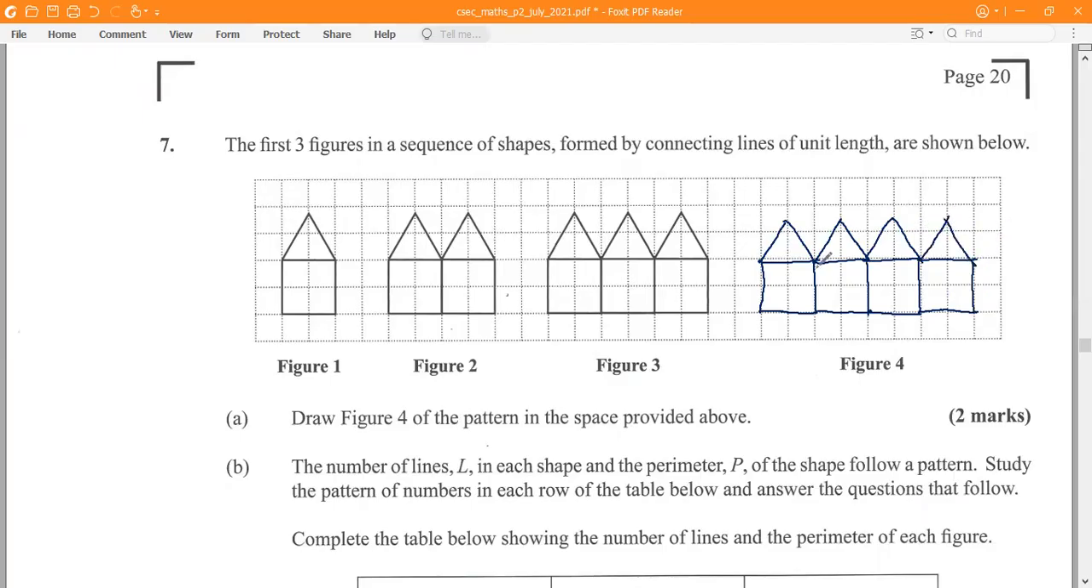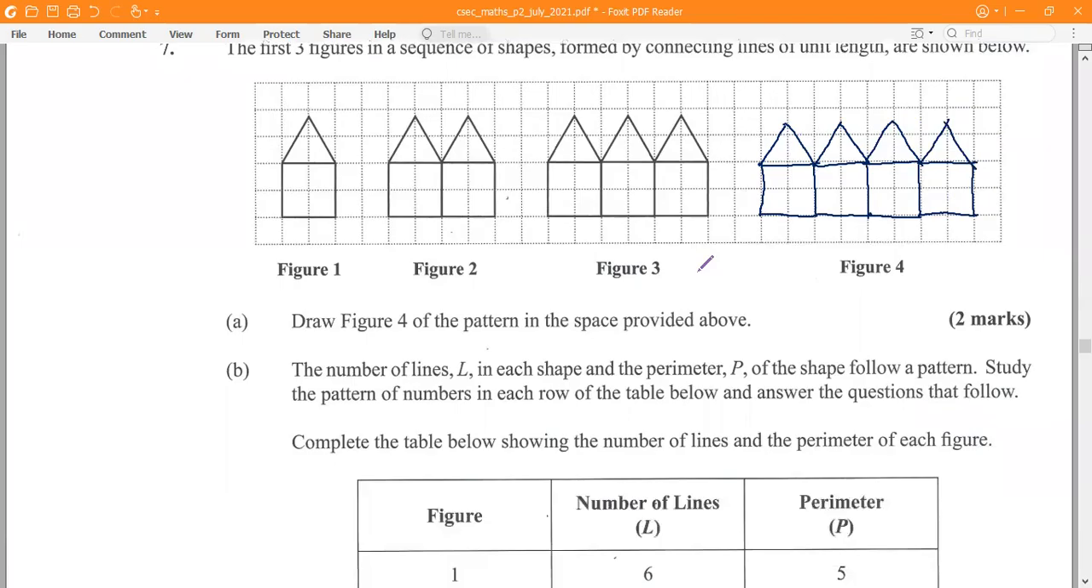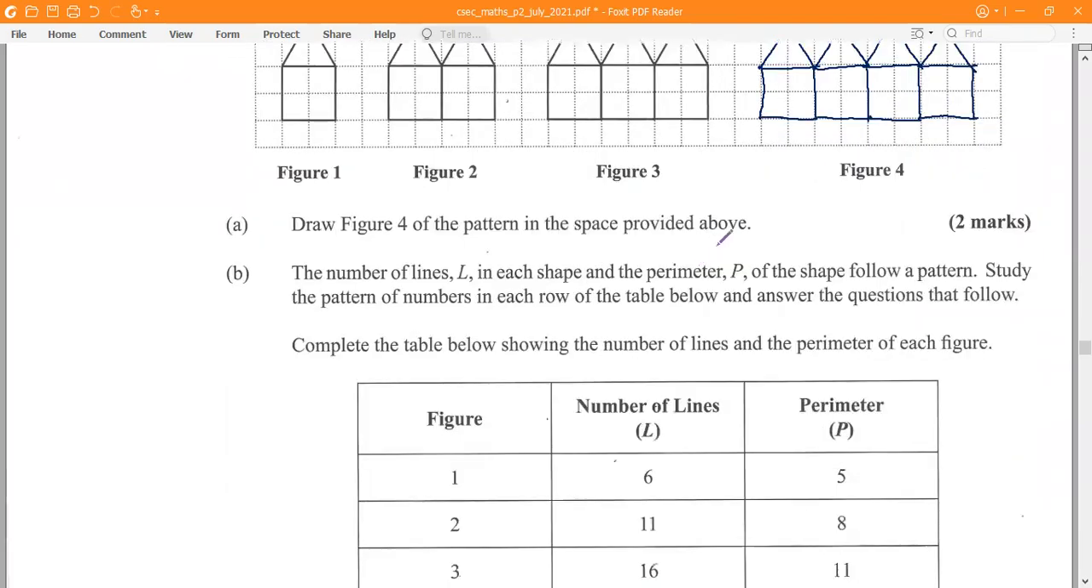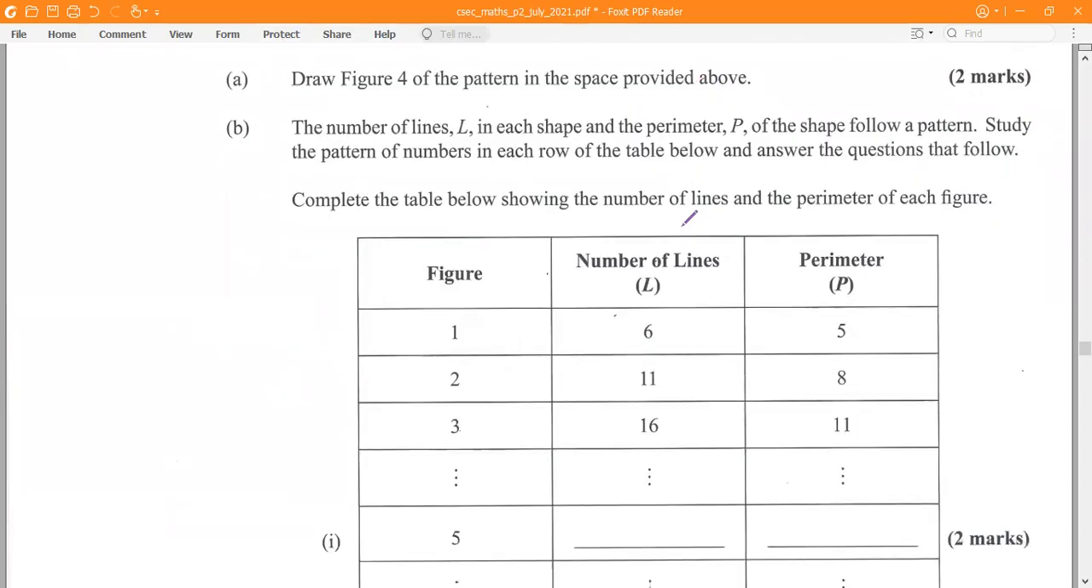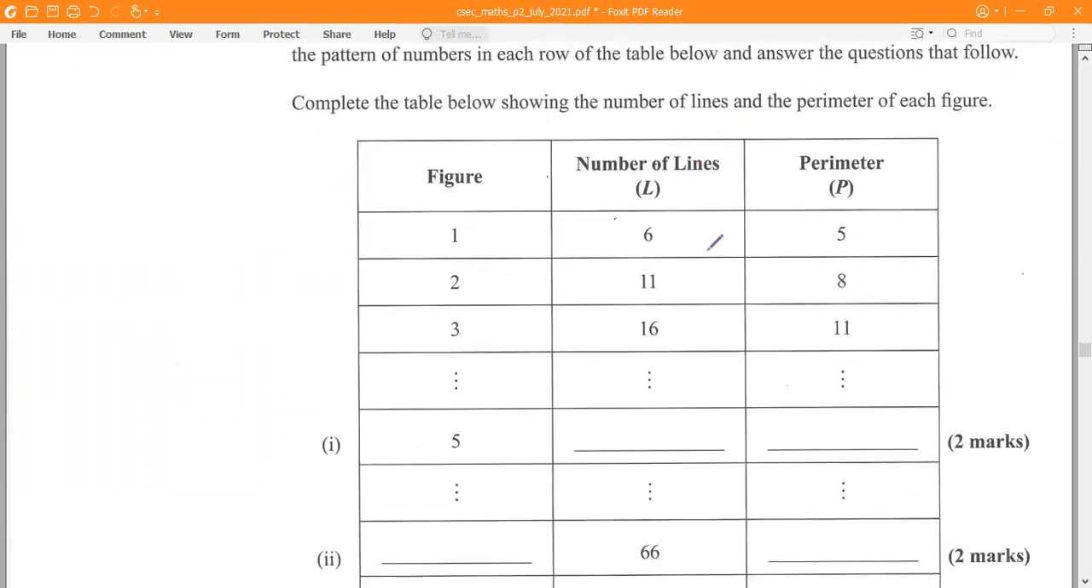So the number of lines, capital L, in each shape and the perimeter P of the shape follow a pattern. Study the pattern of numbers in each row of the table below and answer the questions that follow. Complete the table below showing the number of lines and the perimeter of each shape. So let's complete this table. We have 1, 2, 3, and 5. So number 4 has been left out. Let's put that in to help us discover the patterns in this table.